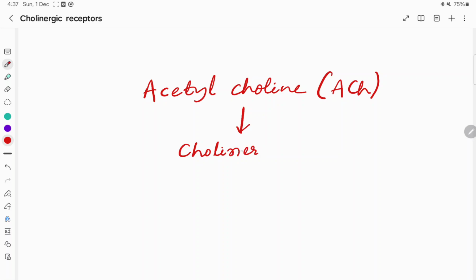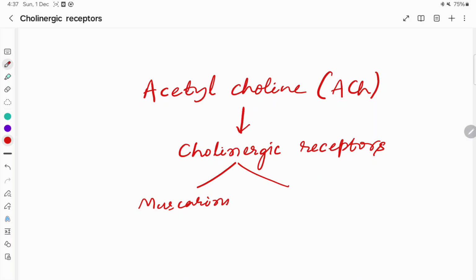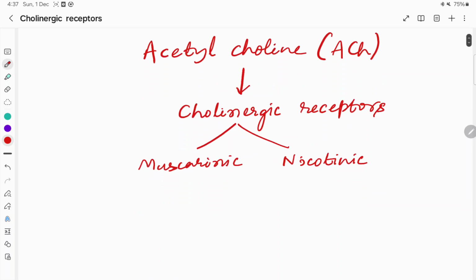So the receptors on which acetylcholine acts as the neurotransmitter are called the cholinergic receptors, and they are of two types: muscarinic, because the alkaloid muscarine acts as agonist on those receptors, and nicotinic, because the alkaloid nicotine acts on those receptors.